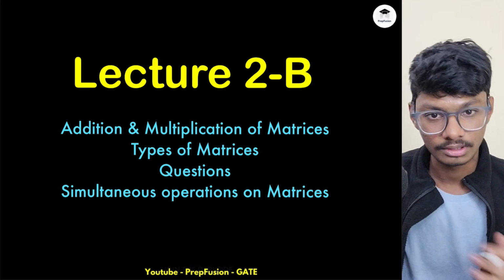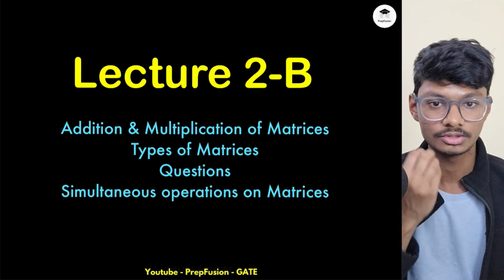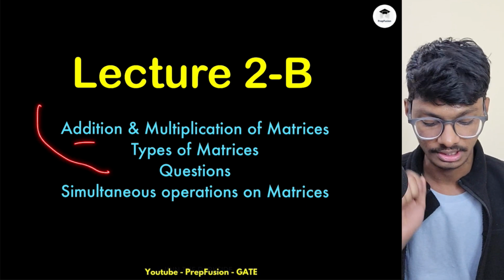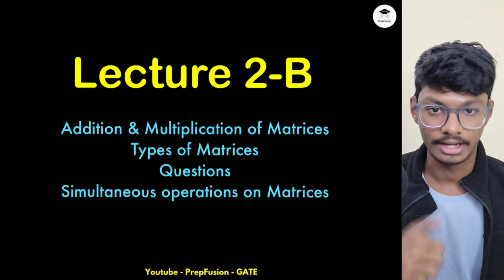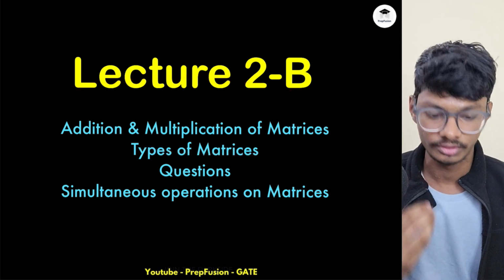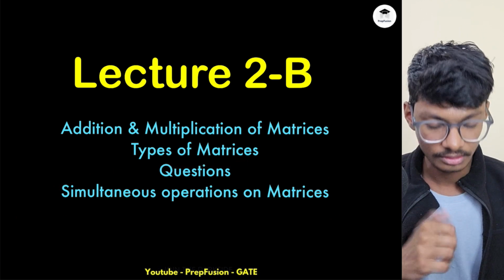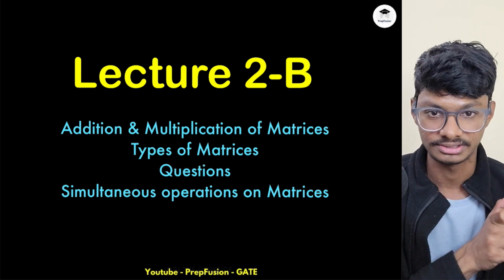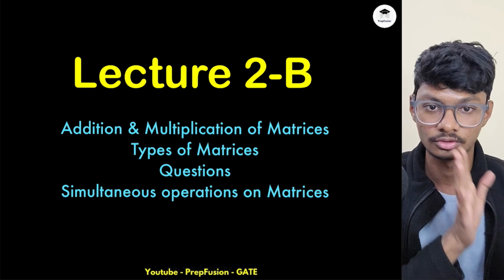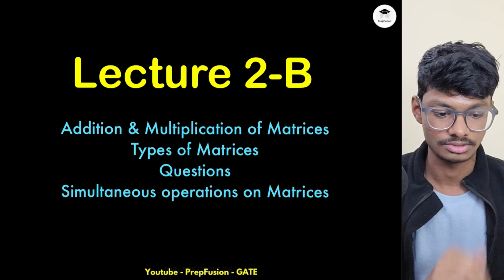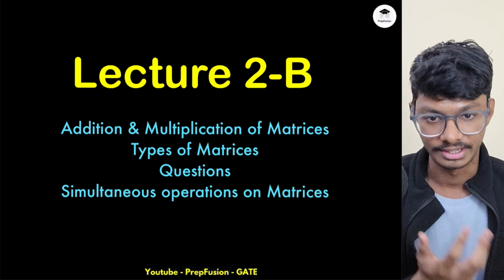So like the previous lecture, this is basically the continuation of the previous lecture 2. Basically we couldn't finish all the topics there. We missed out on two topics, that is the addition and multiplication of matrices, also the types of different matrices, and along with these two we'll do a few questions on whatever we have learned, and also we'll do the simultaneous operations on matrices, which are valid operations, so that the determinant should remain the same, it should not change. So we will understand what the different simultaneous operations we can apply on matrices are.